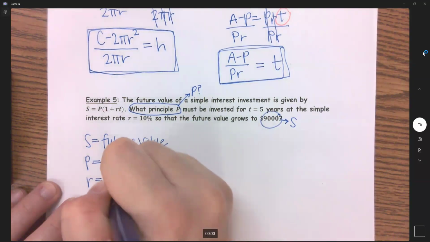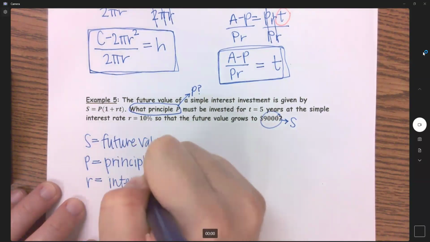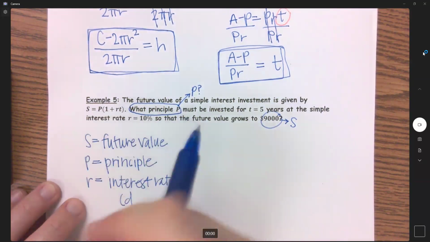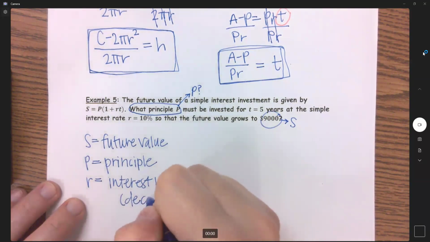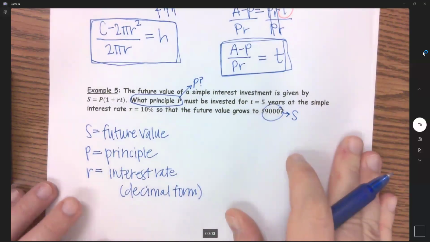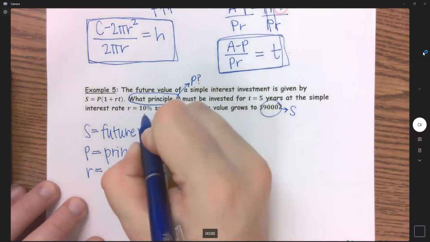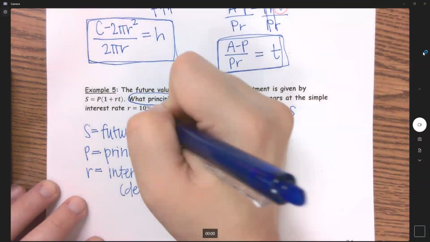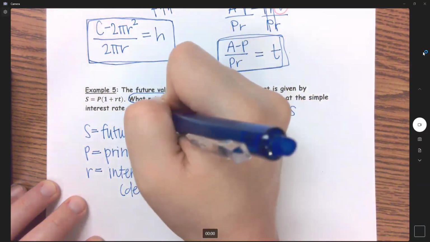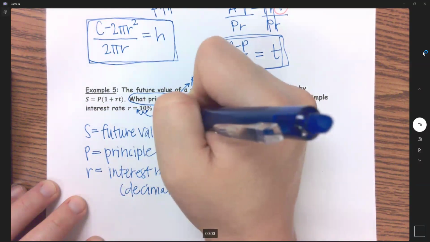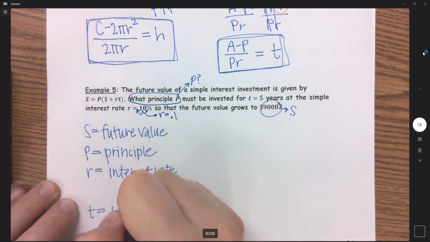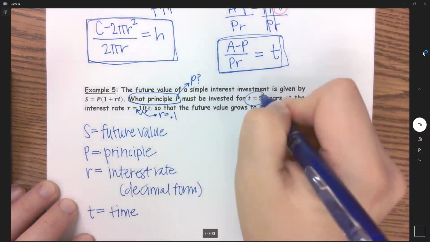R equals my interest rate. And interest rate, when we put it into this formula here, always needs to be in decimal form. So if my R is 10%, that means the decimal is back here. We're going to move that 2 times over. So my R equals 0.1. And then T is time. And they tell me exactly what T equals. T is 5.